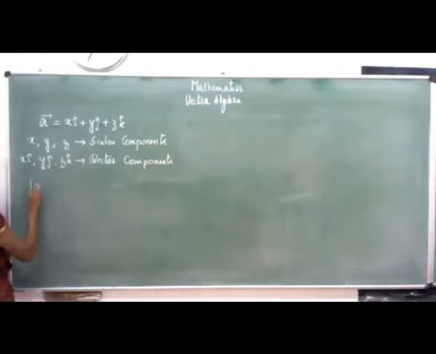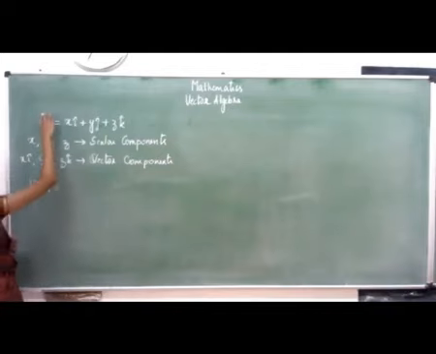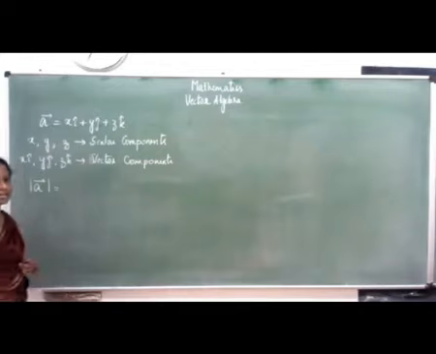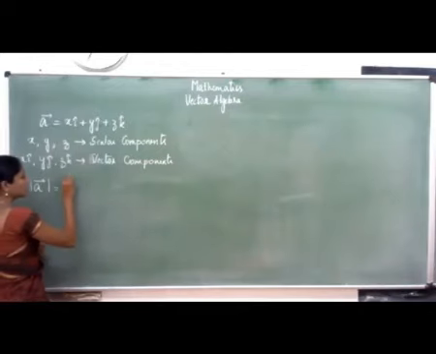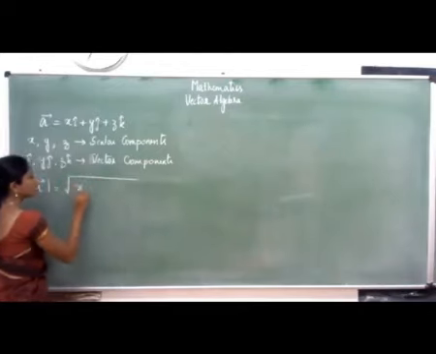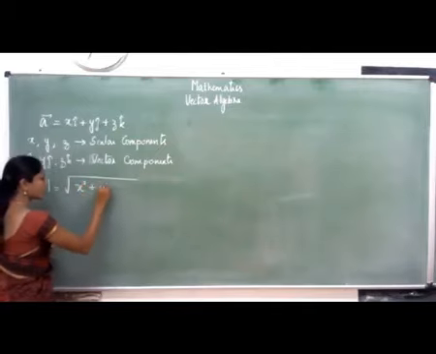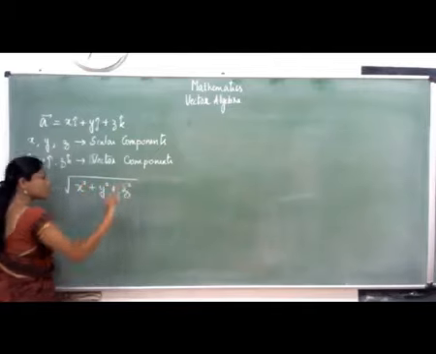Next, in problems we have learned how to find the magnitude. So, for a given vector A, which is xi cap plus yj cap plus zk cap, the magnitude of vector A will be given by root of x square plus y square plus z square.